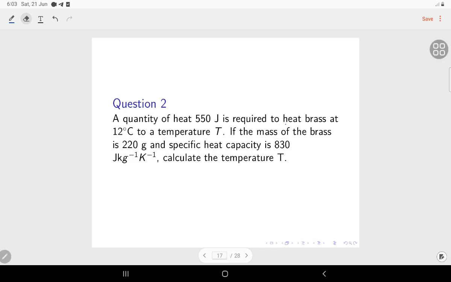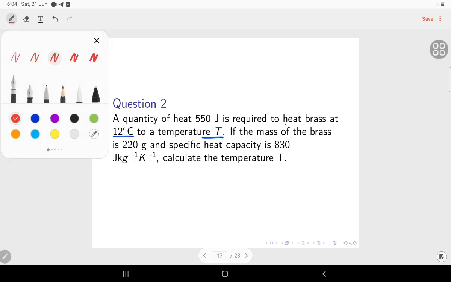This time we are heating the body, so it's from a lower temperature to a higher temperature. The previous question was cooling from higher to low, so take note of that. If the mass of brass is 220 grams and specific heat capacity is 830 joule per kilogram per Kelvin, calculate the temperature T. Wow, this is a very simple question.